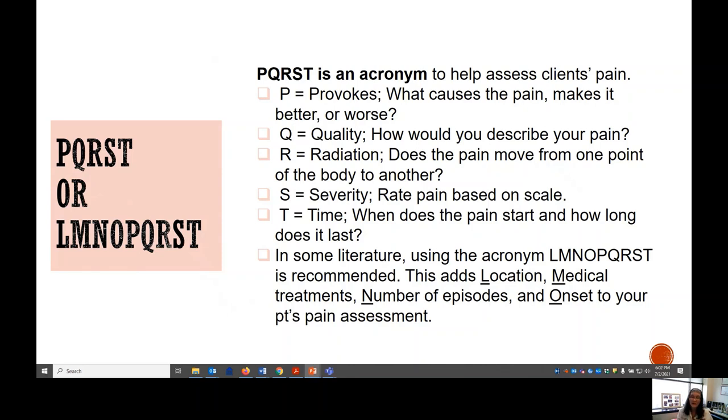When does the pain start? How long does it last? When does it go away? It's important to note that in some literature, the acronym LMNOPQRST is recommended. I know, lots of letters in the alphabet there. This adds location of the pain, current medical treatments for the pain, the number of episodes of pain that this person may experience in a 24-hour period, and then onset, okay? So all of these things can make your patient's pain assessment even richer.